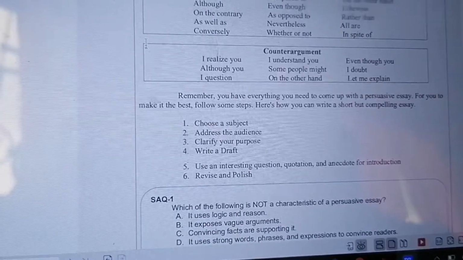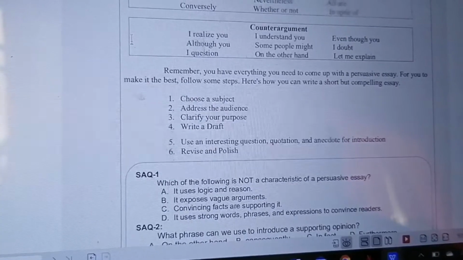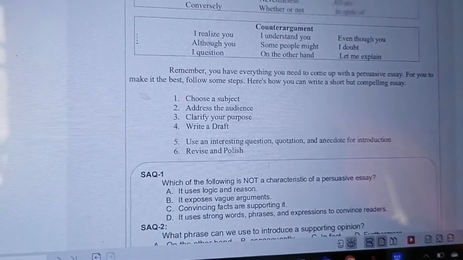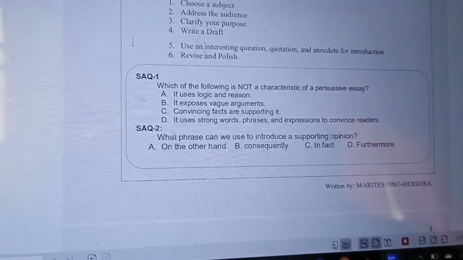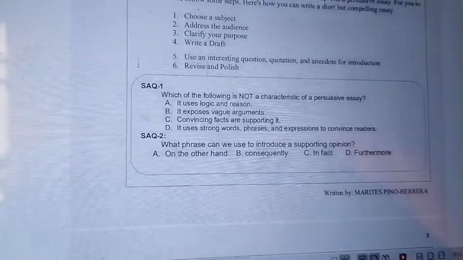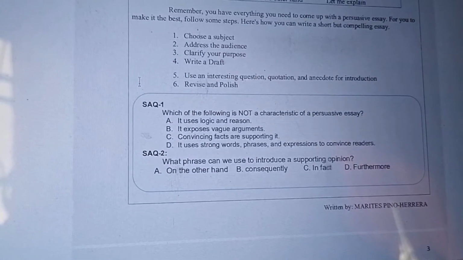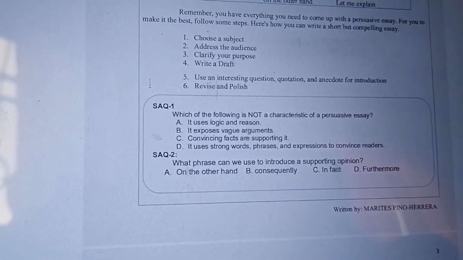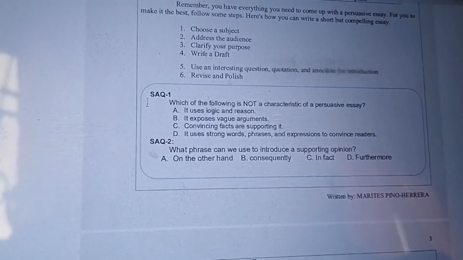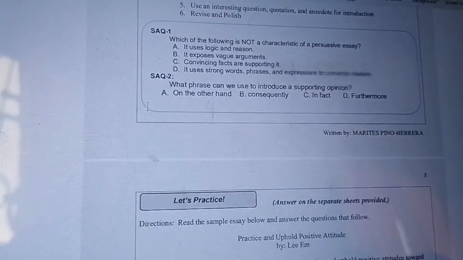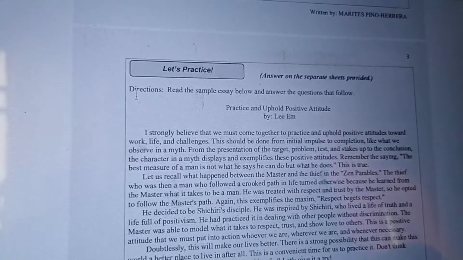So for SAQ 1, which of the following is not a characteristic of a persuasive essay? So you choose the correct answer. Okay? So for this week, you are only to answer the let's try and the let's practice. Okay? That is what you are going to write on your yellow paper. Don't worry, I will later on give to you how you are going to answer it or write it on your yellow paper.